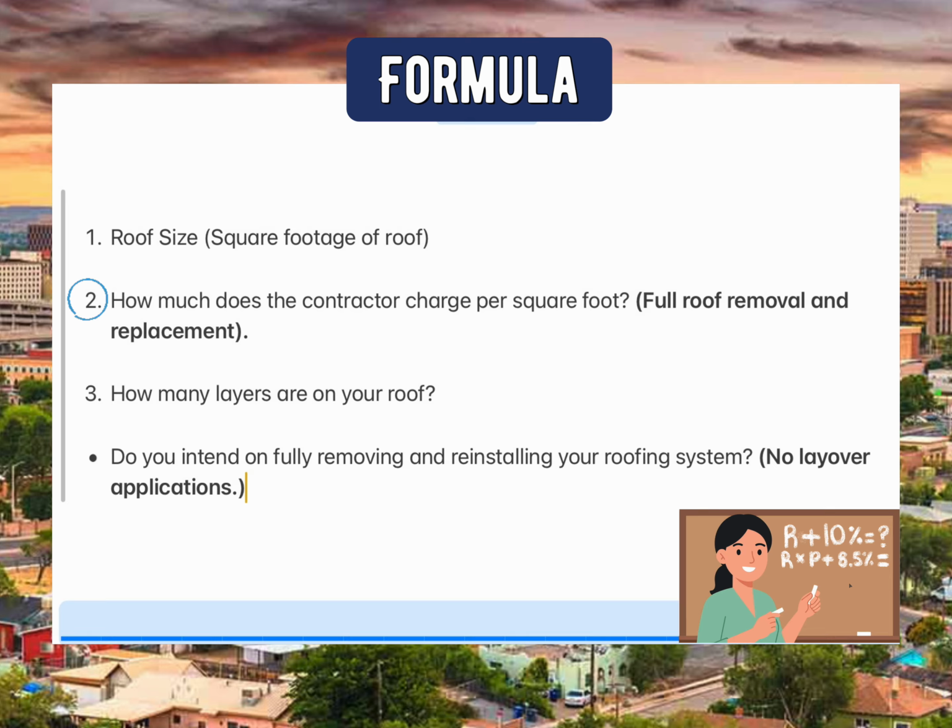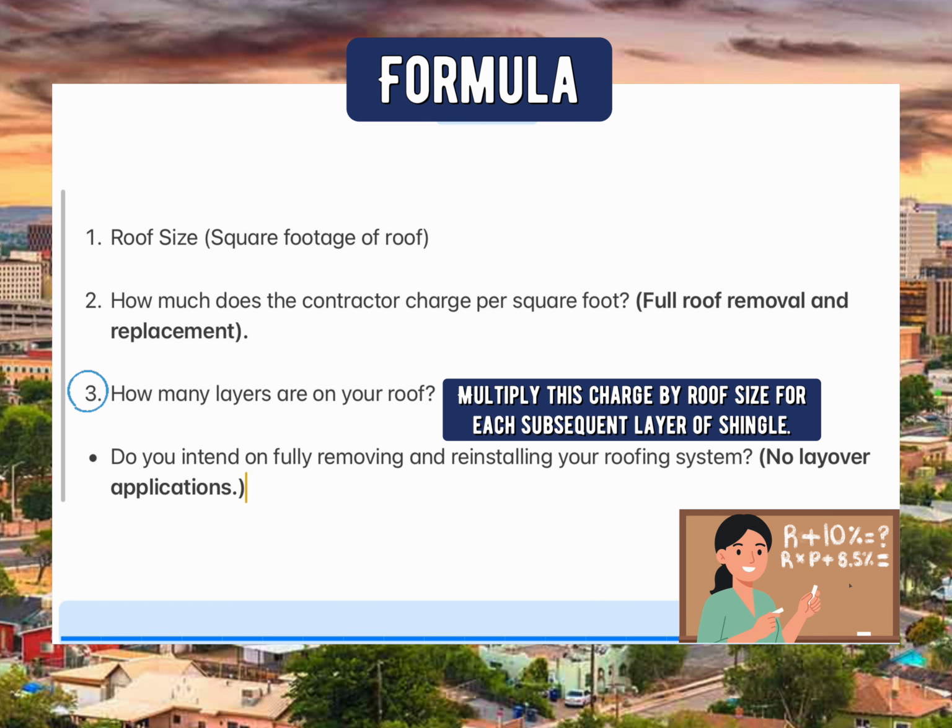Number two, get the price your contractor will charge per square foot. At this point, you'll multiply the roof size plus material loss by the dollar value charged per square foot. Keep watching and I'll demonstrate it for you. And lastly, number three, this only applies if you have more than one layer of shingle on your roof, at which point we'll go ahead and add this charge at the end. You will then multiply this charge by the roof size for each subsequent layer of shingle. Keep watching for a demonstration.